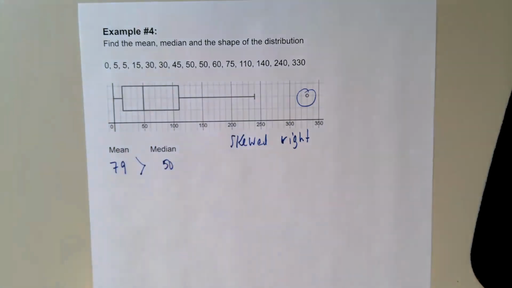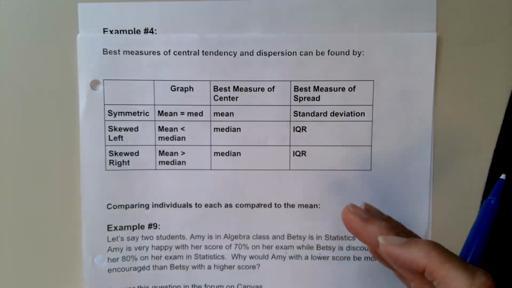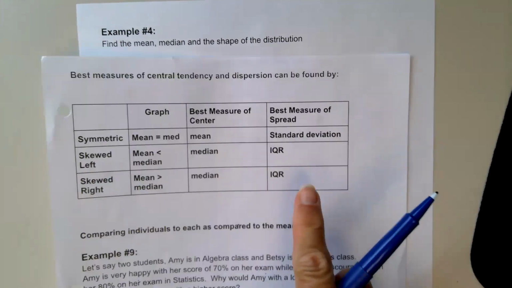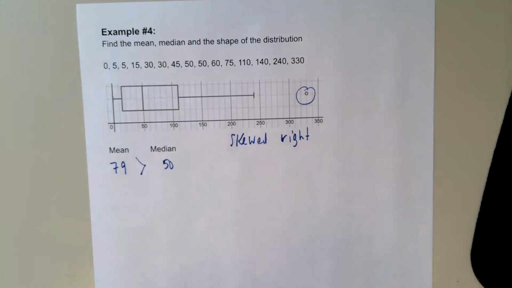So we kind of put this all together. Back from lesson 3.2, we've been looking at this. And that's why, because this data is skewed right, we're going to use the IQR as our best measure of spread and our median as our best measure of center.